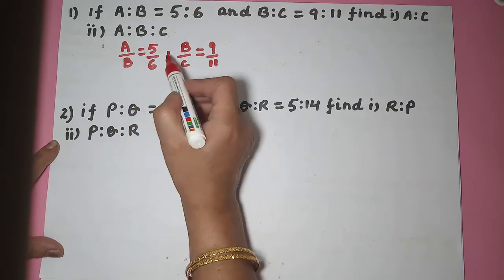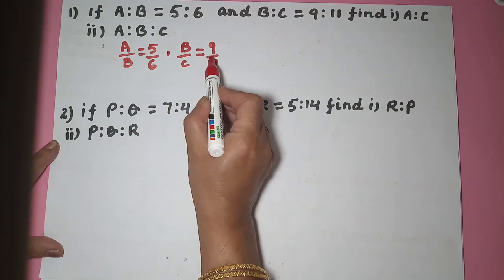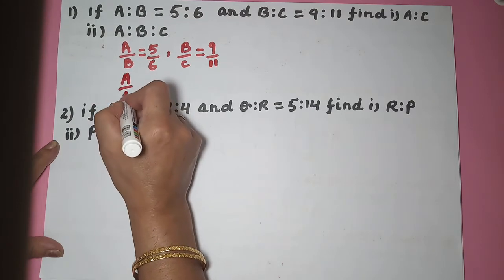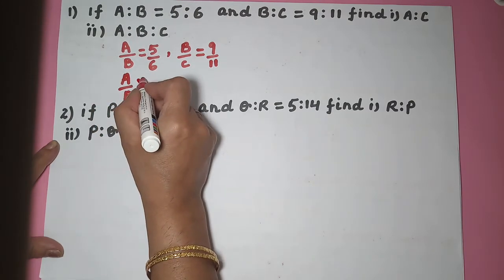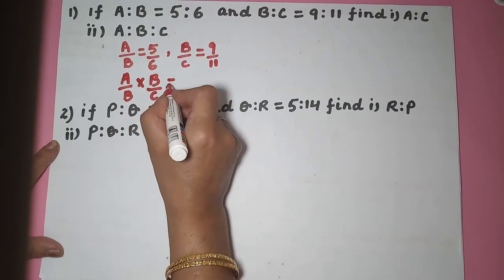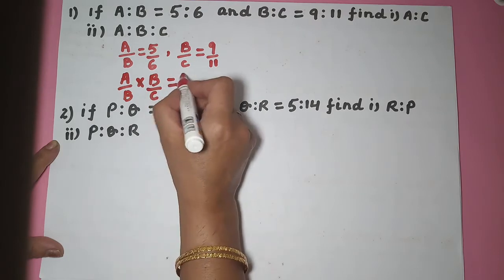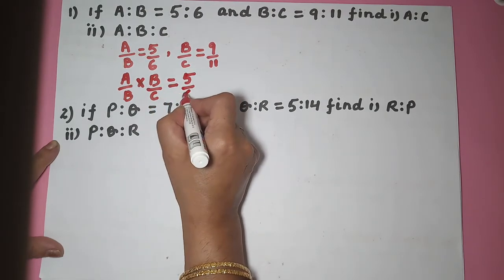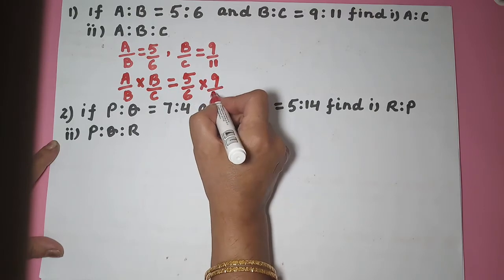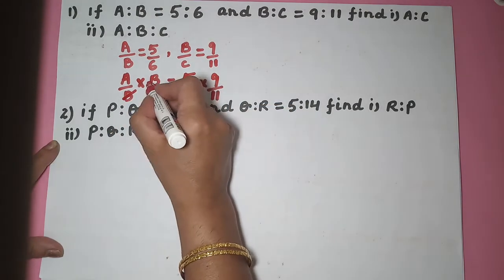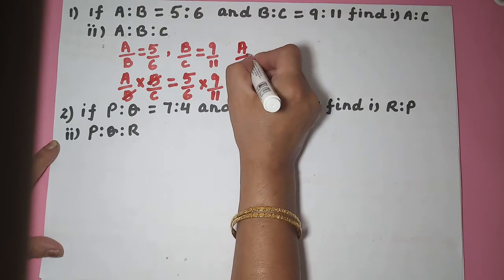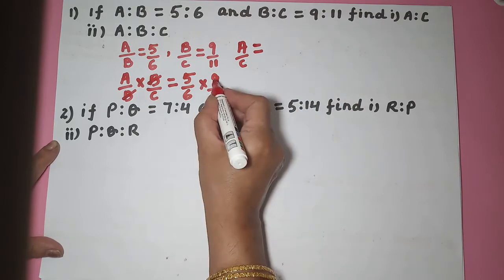Now if you multiply these two ratios, what will you get? Let's see. A by B, it means that right hand sides we have to multiply together and left hand sides we have to multiply together. What is the ratio A by B? 5 by 6. And what is the ratio B by C? 9 by 11. So what will happen? B and B will go. You will get A upon C as 9 5s are.